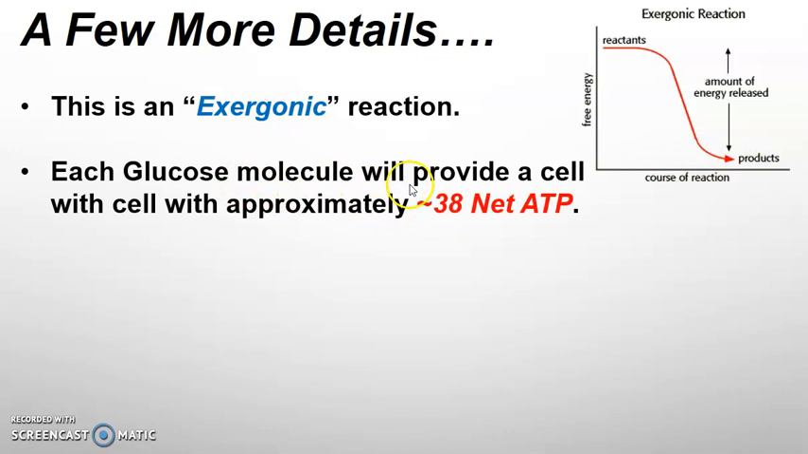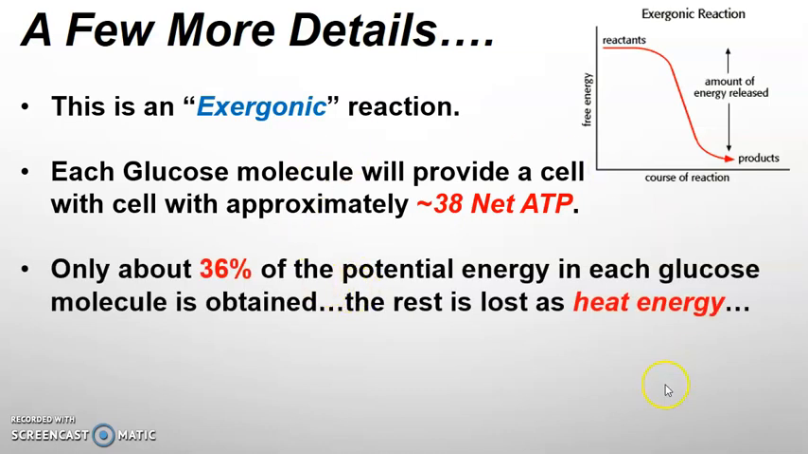Each glucose molecule is going to provide us with roughly about 38 net ATP. All right, and I'll discuss what net means in our next lecture video. So roughly about 38, give or take. That's what you can get theoretically if you're 100%. But that's really not always going to be the case.